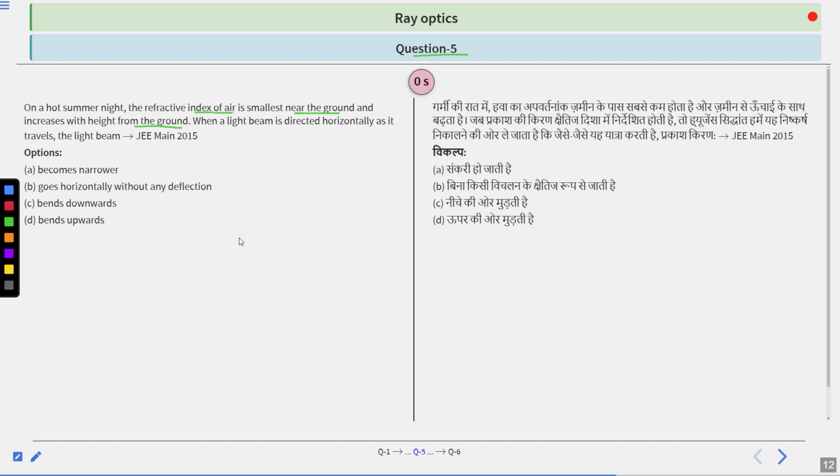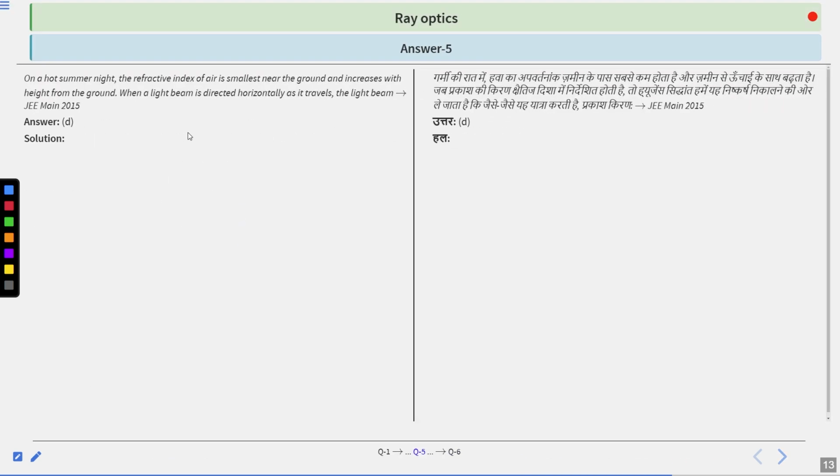Let's find the solution. On a hot summer night, the refractive index of air is smallest near the ground and increases with height from the ground. When a light beam is directed horizontally, as it travels, the light beam is what? The question asks about the change in the light beam. Clear?